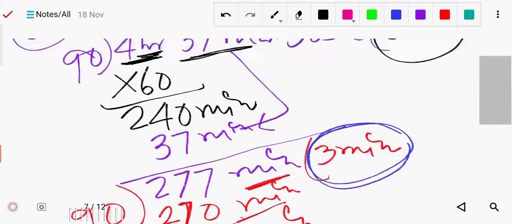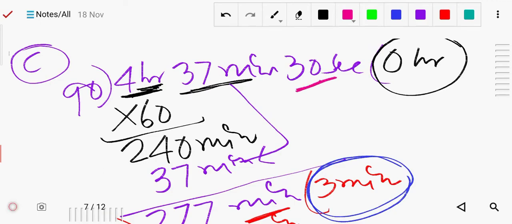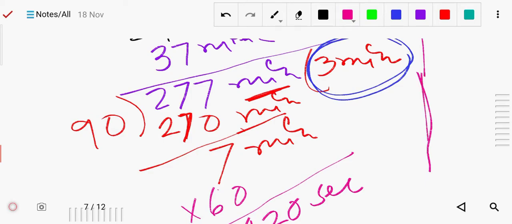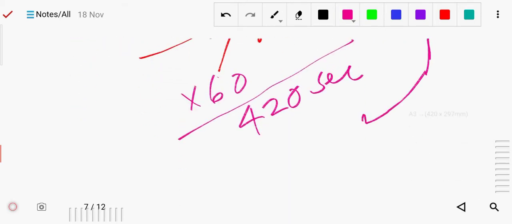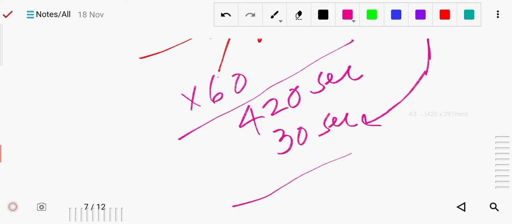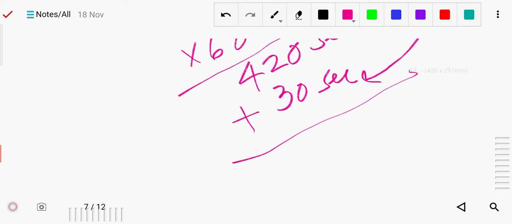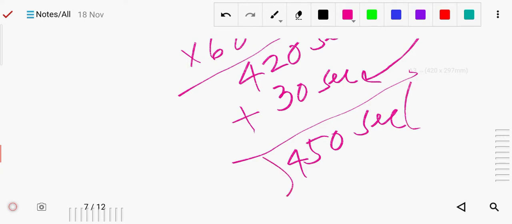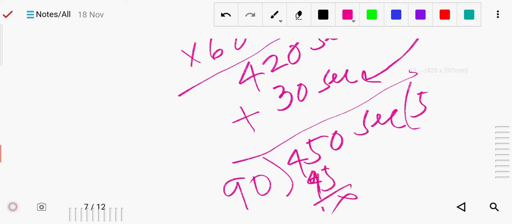420 seconds. Now you can see there are 30 seconds left, so this 30 seconds will come down. We will bring this 30 seconds from there and add it to these seconds. So now it will be 450 seconds. Now we will divide by 90. How many times? 5 times 90 is 450. Now 0 will be brought down. So this is the seconds.